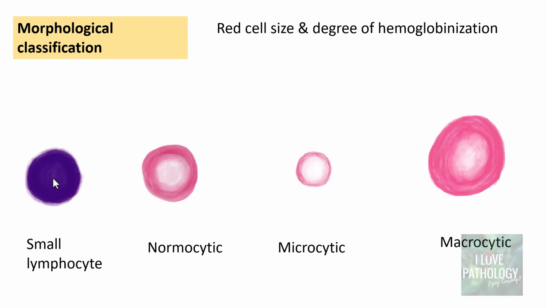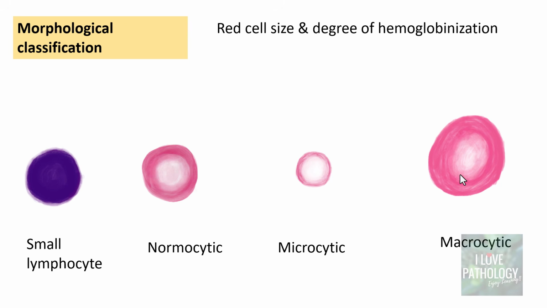Sometimes it can be hyperchromic as well, but by and large, the two important things you need to know are normochromic and hypochromic. What is normochromic? The normal pallor of the red blood cell is approximately one third of the diameter of the RBC. So this is normocytic and normochromic. If the central pallor is more than one third of the diameter of the RBC, then it is called hypochromic. So this is microcytic and hypochromic. And this is macrocytic. So this is one way of looking at the size of RBCs.